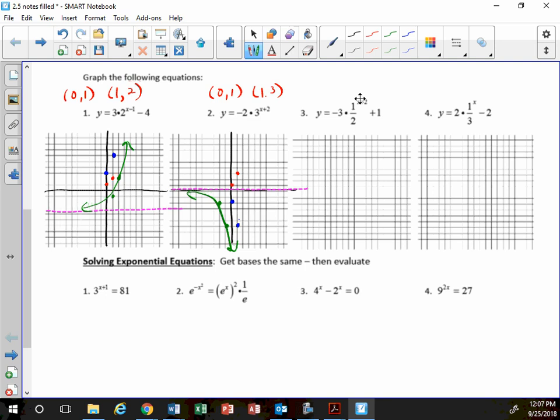Okay, you guys try 3 and 4. I realize I'm giving you the 2 with fractions as basis, but that's okay, you can do it. Confident.